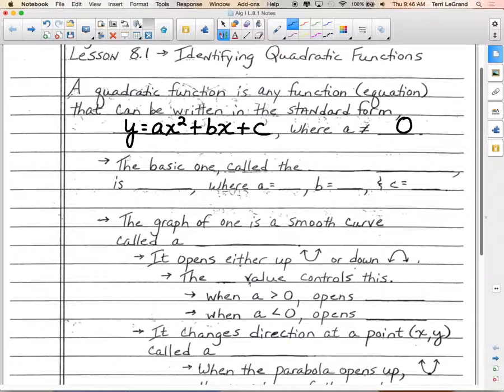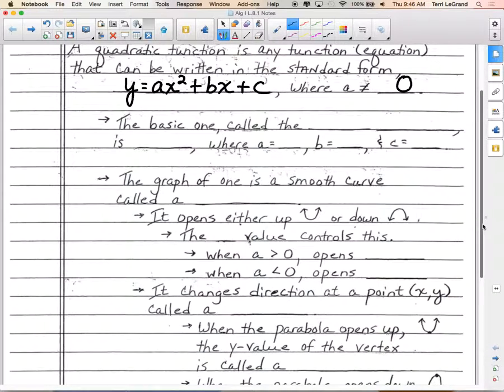Okay, so what's the basic one called? Does it say in there anything about what the basic one is called? Back a while ago, we learned that every function has a parent, a family that it belongs to. So we are going to say that the basic one is called the parent function.